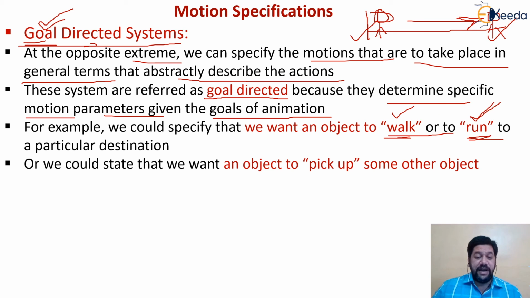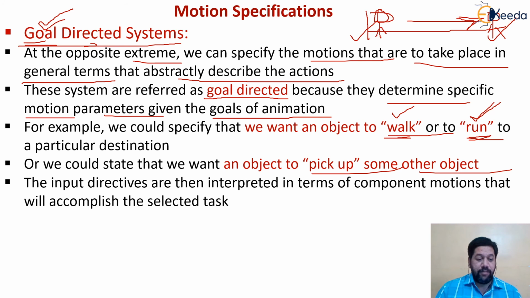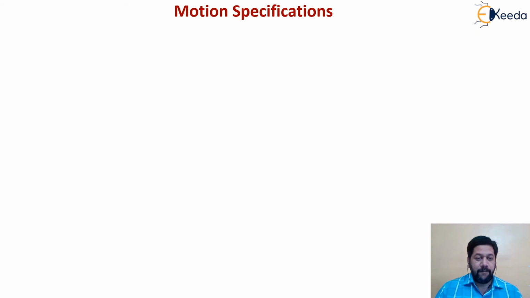Or we could state that we want an object to pick up some other object. I want to show that my object is picking up something. It will move from the bottom to the top, the object is moved and it is going to pick up the thing. All of this we have to specify in our goal directed system. The input directives are then interpreted in terms of component motions that will accomplish the selected task. So I think this is one of the important methods, which is easy for the user to specify, to give the input to achieve the motion.